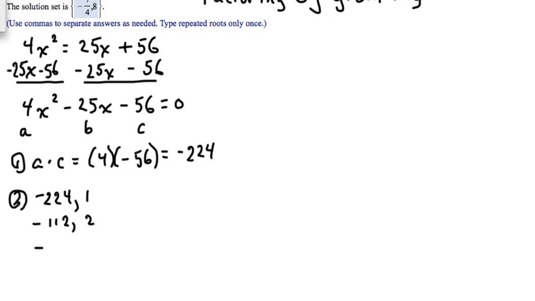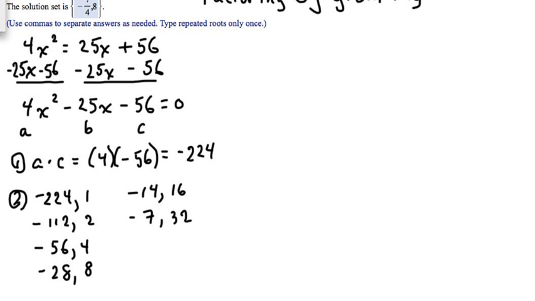Alright, so next we're going to try negative 56 and 4, which is what we multiplied together in the first place. However, that still does not add up to negative 25. So we have to keep going. Let's do negative 28 and 8. Alright, unfortunately this does not work either, so we're going to keep going once again. Negative 14 and 16, that doesn't work. This time I'm going to do negative 7 and 32. And notice all I'm doing, because it's even, is just dividing by 2 here and multiplying by 2 on the right here.